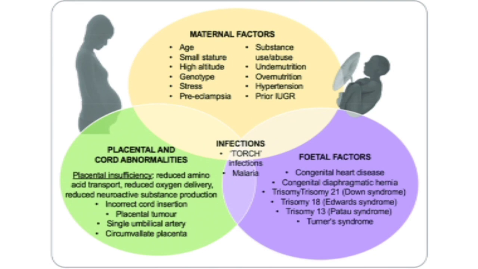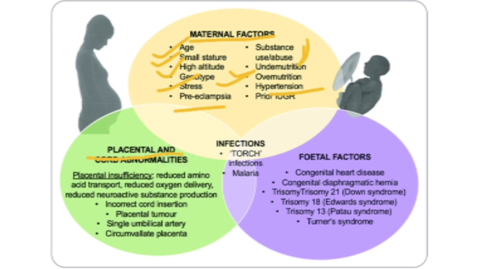If you see the causes in detail, the maternal factors are the age of the mother, the social status, and the height of the mother. If the mother is very short, then the growth space for the baby is also very small, so the baby is not able to grow properly. Any genetic factors, stress, underlying disease conditions, undernutrition, or if the mother has any bad habits like alcohol and drugs, or is living in an unhealthy environment, can cause IUGR.